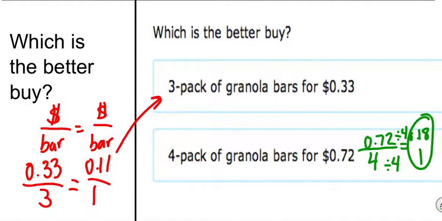So this top one, the 3-pack, is 11 cents. The bottom one is 18 cents. So the 3-pack of granola bars would be cheaper for me to buy than the 4-pack. Finding the unit rate and the better buy requires just some extra work, writing down the examples. Make sure when you are writing your comparisons that you have the same item on top and on the bottom and that you set them equal to each other.